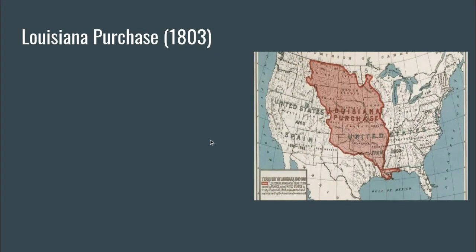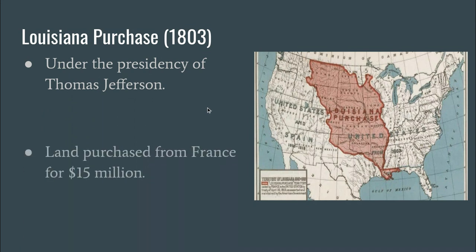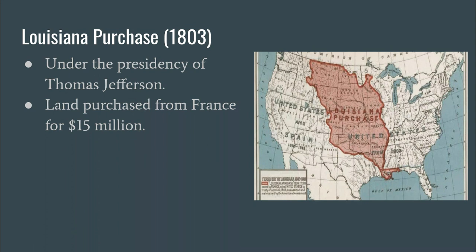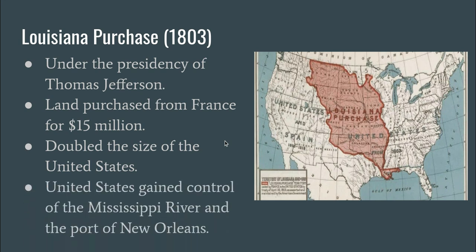So the first one is we already talked about the Louisiana Purchase in 1803. Under the presidency of Thomas Jefferson, land purchased from France for $15 million. It doubled the size of the United States. The United States also gained control of the Mississippi River and the port of New Orleans. Again, two critical elements of trading.